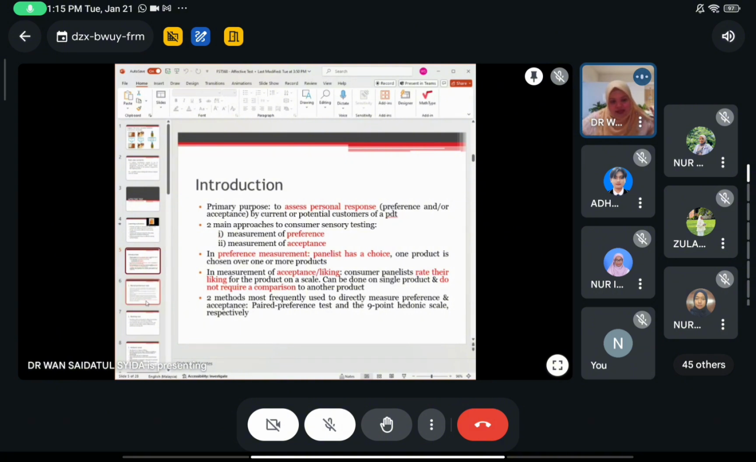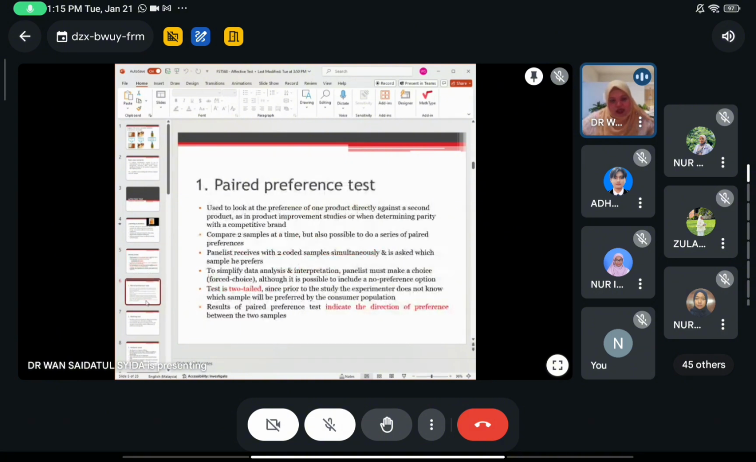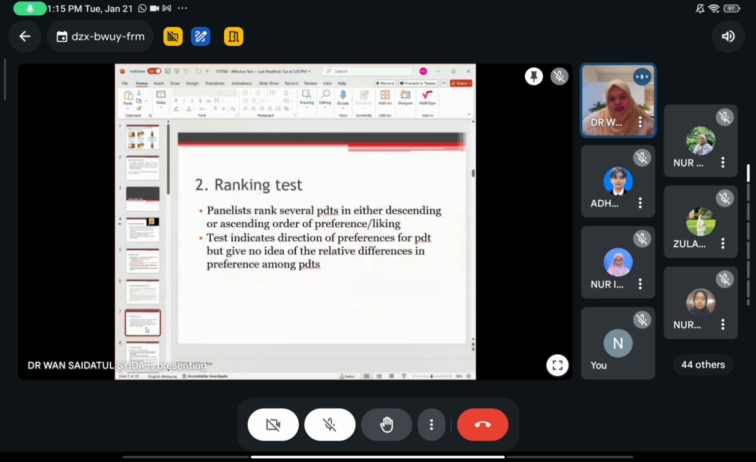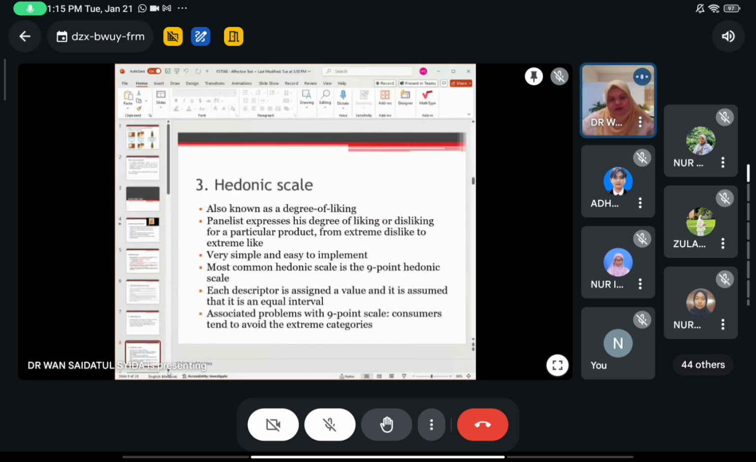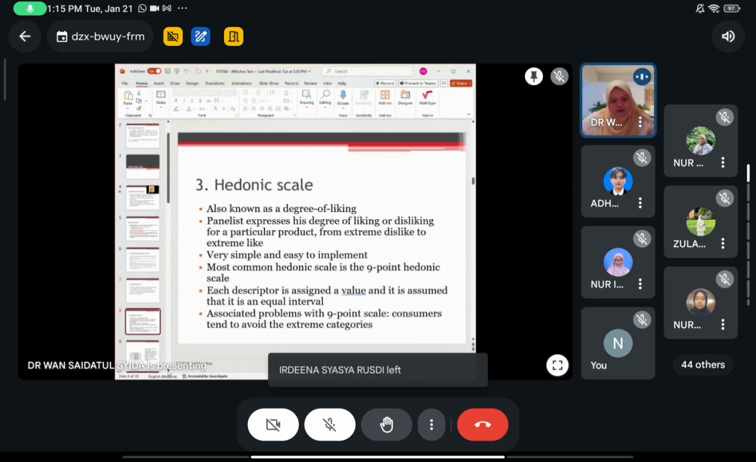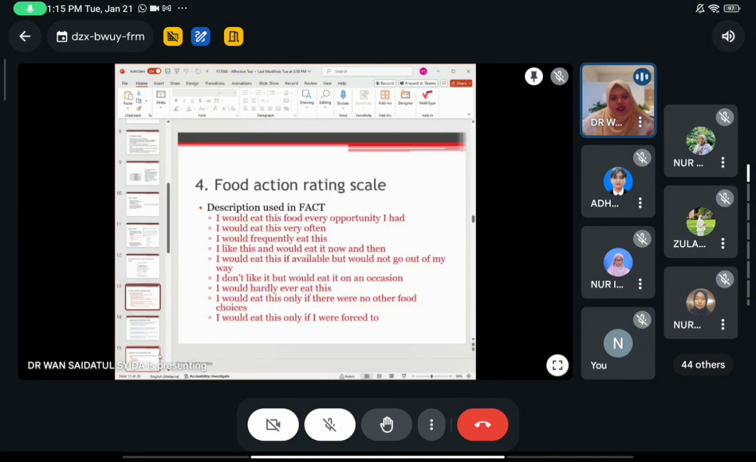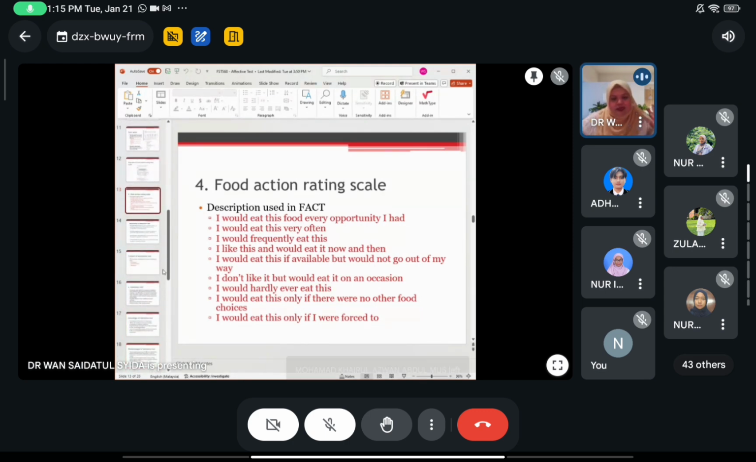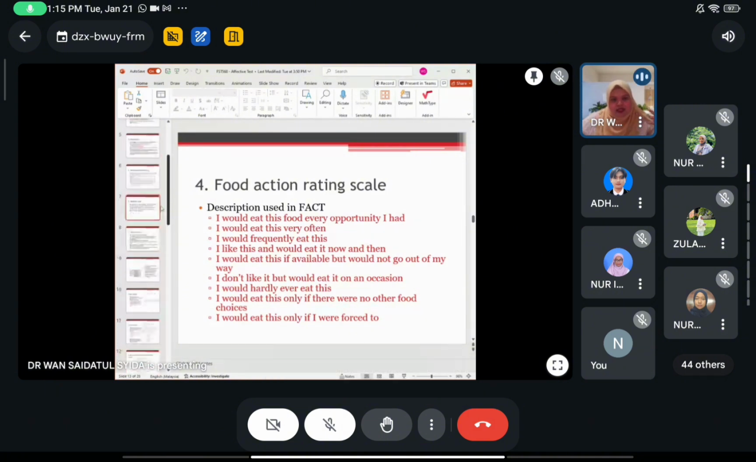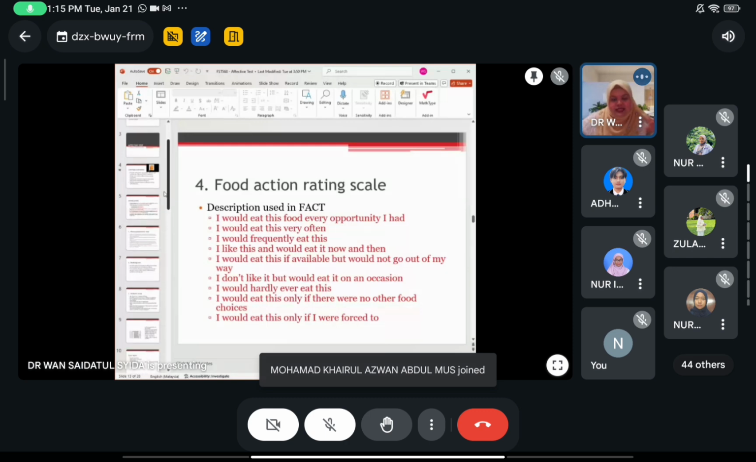Okay, so in affective test, you have first preference, second ranking, third hedonic, and the last one is the food action rating scales. You only have these four methods. The rest is how you can conduct these tests, the locations on how or where to conduct all these tests.